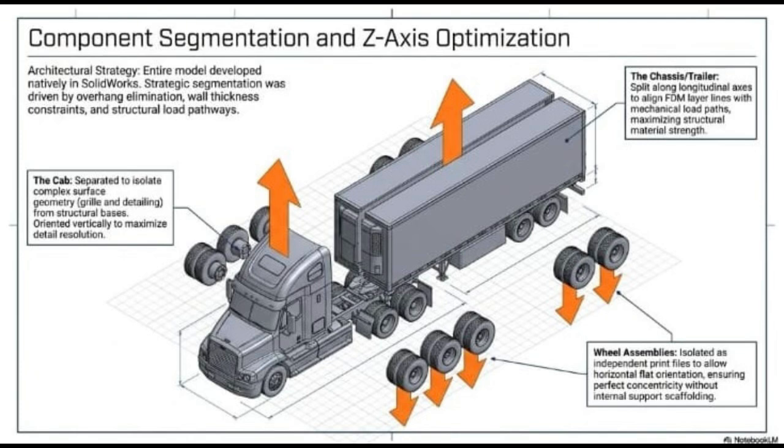For example, look at the cab. We separated it to isolate the complex details, and we printed it vertically. This improves the resolution and makes the surface look a lot smoother. For the chassis, we decided to split it along the middle. This way the material is much stronger and can support heavy loads without breaking. And finally, we have the wheels. Well, the wheels were printed one by one to ensure that they are perfect.